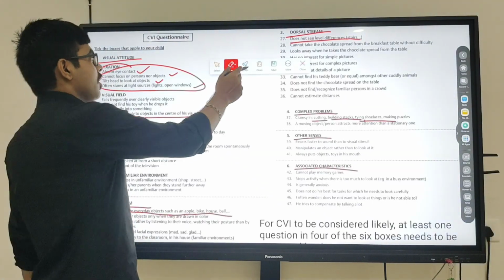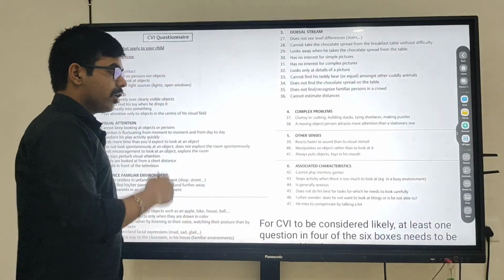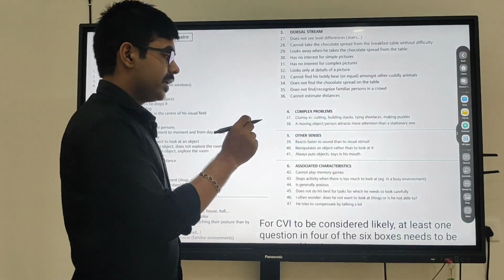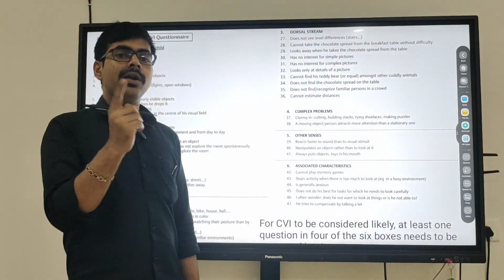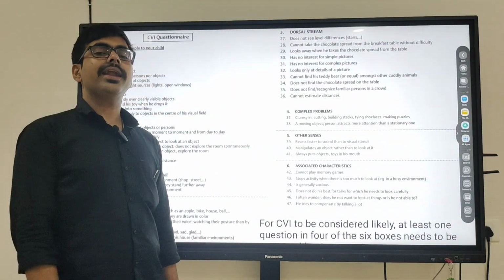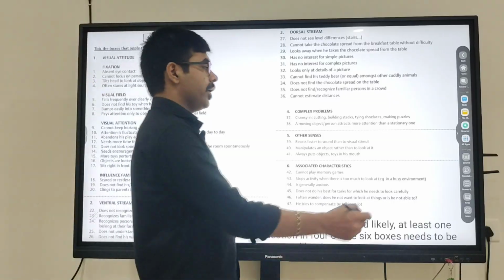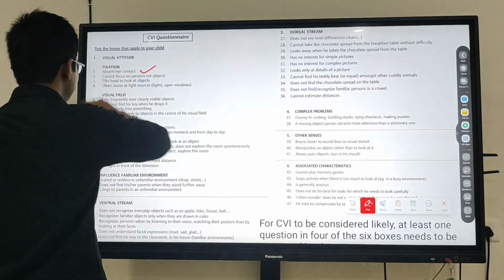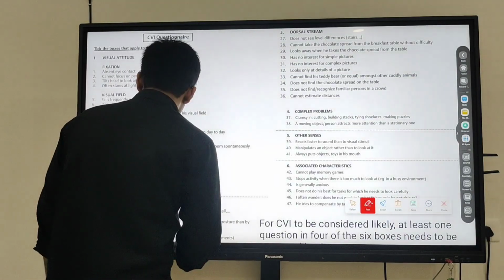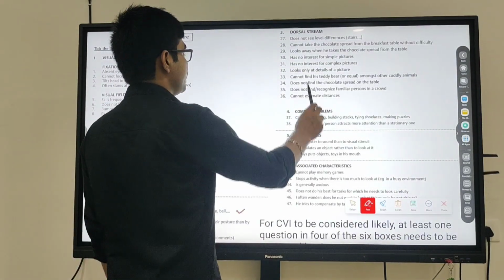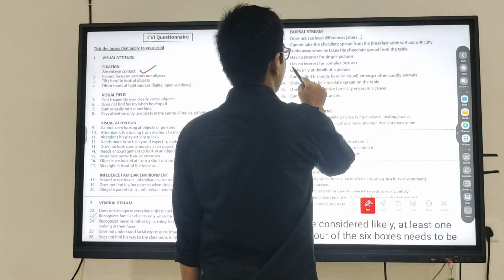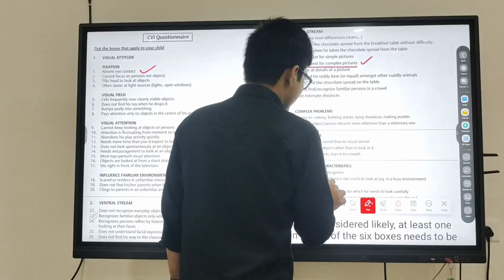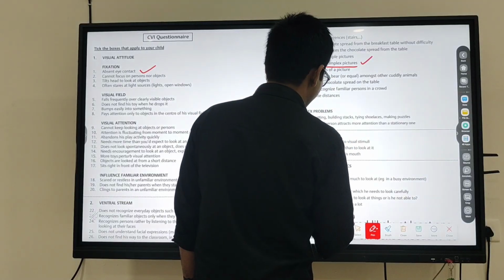Let's suppose if for four of the six boxes the mother or father is telling us the child has even one issue, at that time also we have to suspect the child can have cerebral visual impairment. You getting my point? Let's suppose the child's mother is telling there is an absence of eye contact. This is one box. The mother is telling that object recognition is not proper. Dorsal stream, let's say the child has no interest in complex pictures. Then in the sixth, the child is generally anxious.